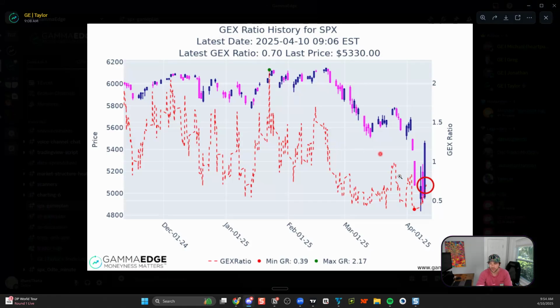Next, we look at our GEX ratio. Again, this is total call gamma relative to total put gamma on the complex, like the put call ratio, but better as it has a time component, that being gamma, which is inherently sensitive to at the money and closer to expiration.